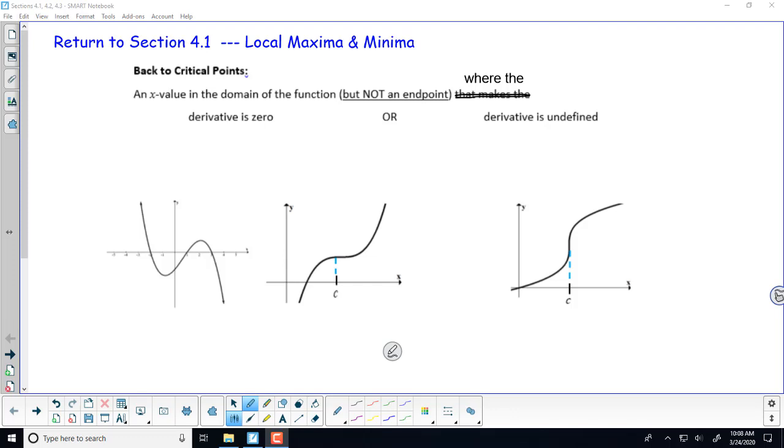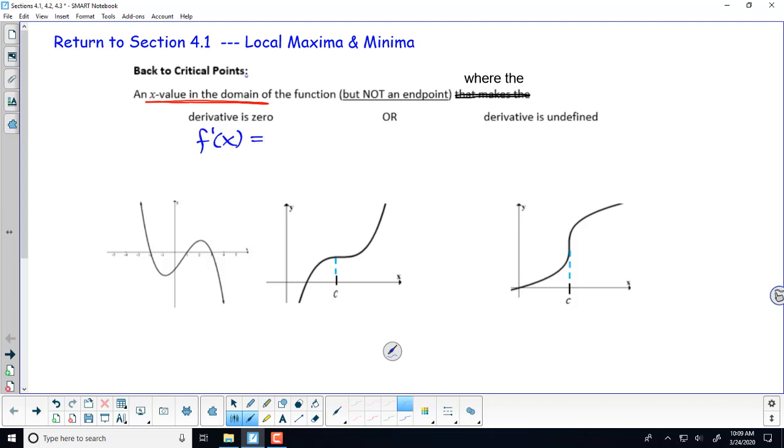Anyway, I hope you're well, and let's jump back into Chapter 4, Section 4.1. We were finding local extrema, local max and min points, high and low points on a graph relative to other points near it. And we said in order to find those local max and min points, we need critical points, which is an x value in the domain, cannot be at an endpoint if we have a restricted domain, where the derivative is 0.